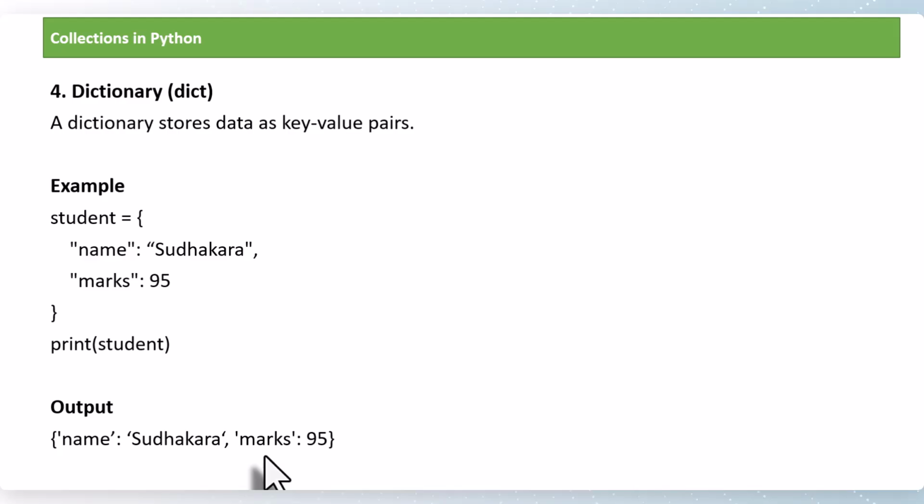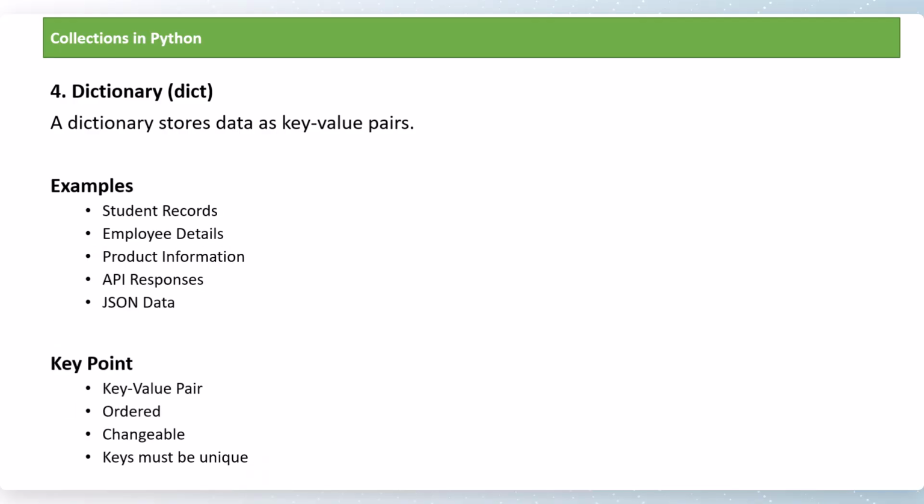When you have the data in this form, you can store the items in the dictionary. When you want to store student records, employee details, product information, API responses, JSON data, at the time you can use the dictionary. Some of the key points about the dictionary: dictionary is going to store the data in the form of key value pairs.